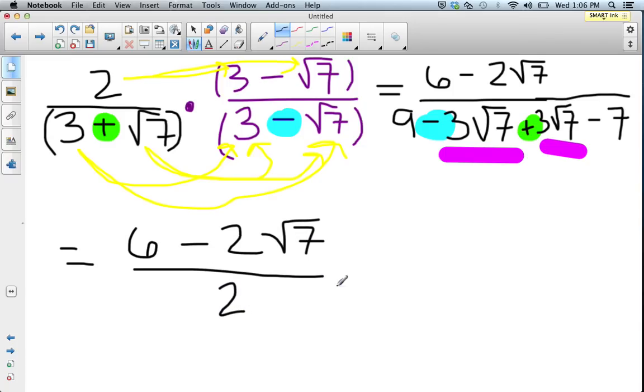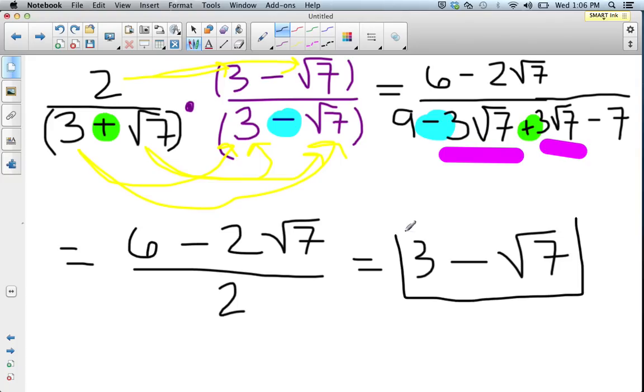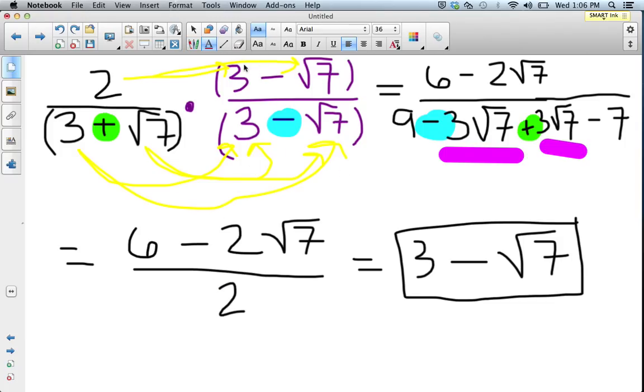And we can go one step further still, and we get 6 divided by 2 is 3, and negative 2 square root 7 divided by 2, the 2's cancel. So we get 3 minus square root 7. And that's it. That's our final answer. We've rationalized the denominator. In fact, in this case, it allowed us to simplify and cancel, and there is no more denominator. So vocabulary. Our new vocabulary is conjugate.